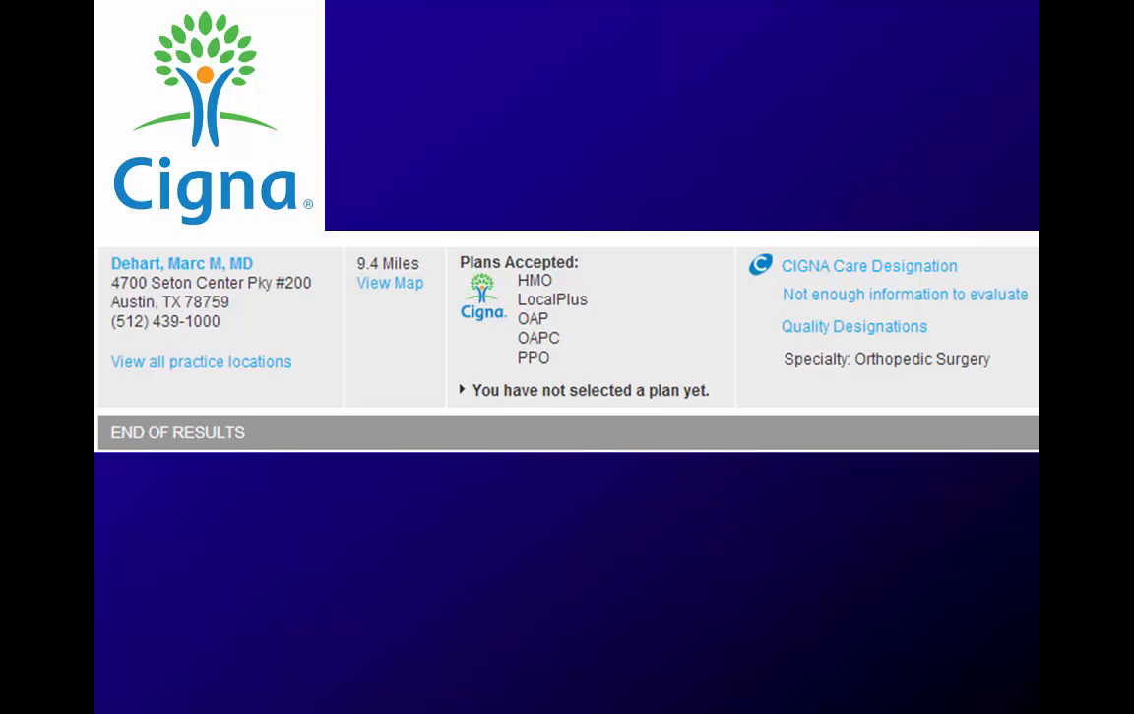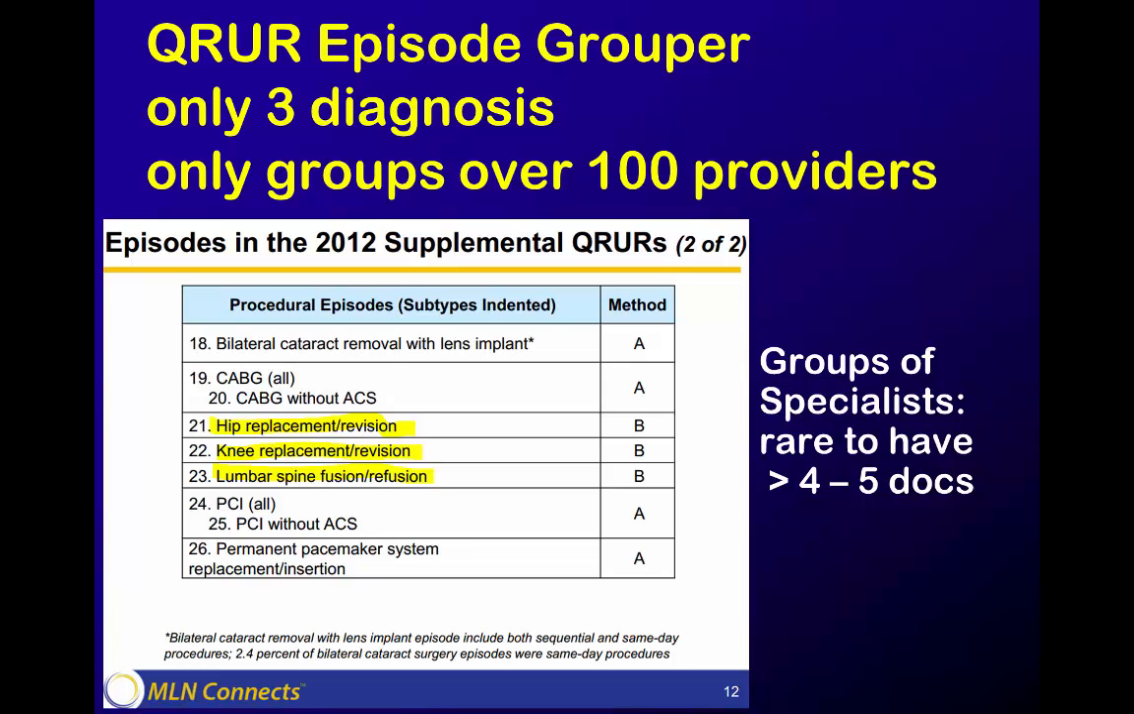Cigna also has us ranked, and they say that there's not enough information to evaluate me as an orthopedic surgeon who's been in this community for 10 years and in Texas for 20 years. So how about CMS's report card? This summer's webinar on the QRUR Quality Reporting Initiative only includes 3 diagnoses, and they're only looking at groups with over 100 providers. Most groups of specialists, it's rare to have more than 4 or 5 docs working together.